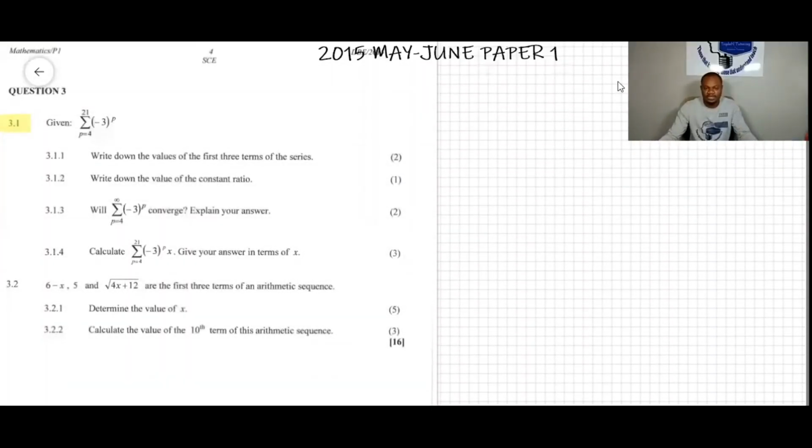Well, we have a question here that says we have a sigma notation. The sigma notation stands for the sum. It says the sum of -3 to the power of p, starting from 4 to 21. I'm going to write the sigma notation over here. That's 3.1. That says the sum of -3 to the power of p, and then p starts from 4 to 21.